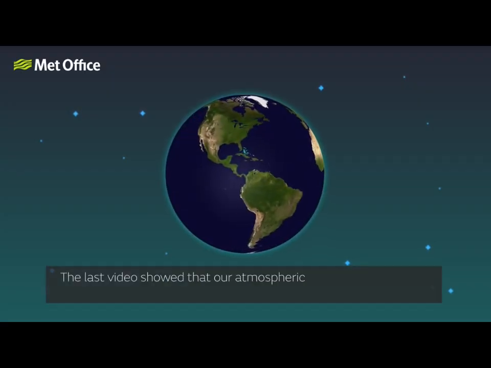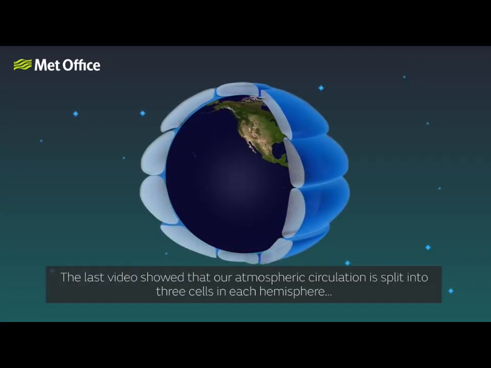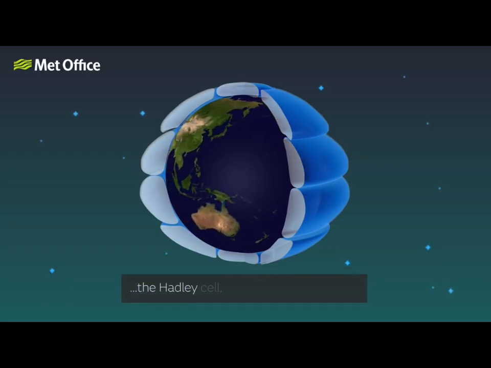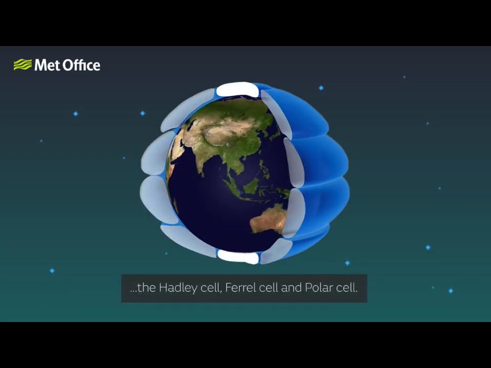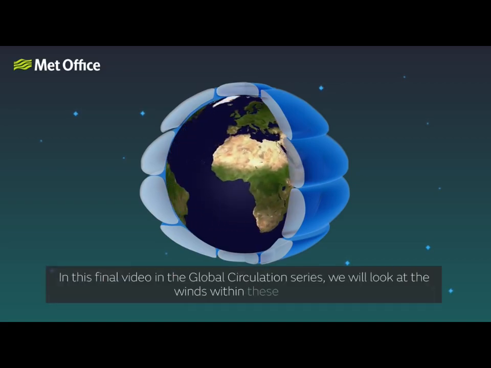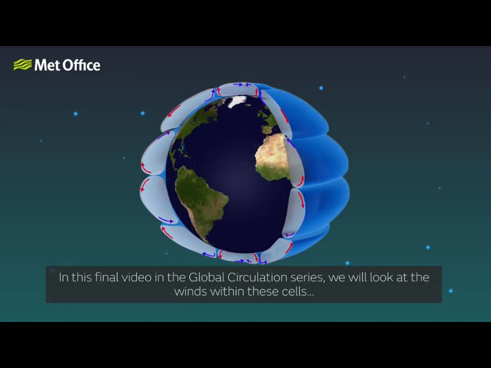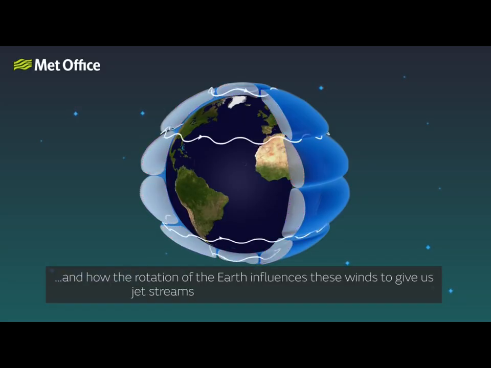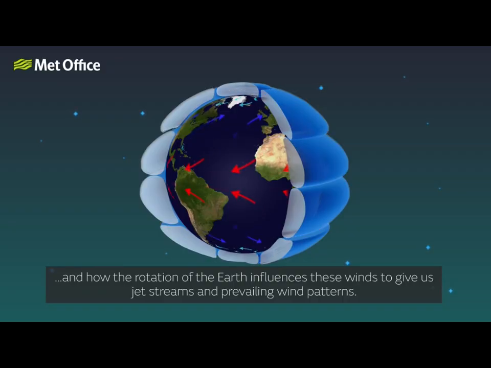The last video showed that our atmospheric circulation is split into three cells in each hemisphere: the Hadley cell, Ferrel cell, and polar cell. In this third video in the Global Circulation series, we will look at the winds within these cells and how the rotation of the Earth influences these winds to give us jet streams and prevailing wind patterns.